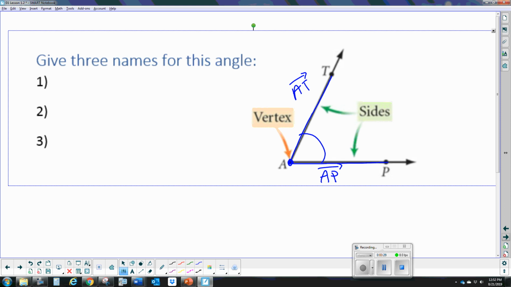So the first way we can name this angle is here is our angle sign. So we could say angle TAP. A is the vertex. The vertex is in the center of our name. Now the same angle, we could name angle PAT, where A is still in the center of our name because A is our vertex. And then the last way we can name this angle is angle A. We can use a single letter only when there is one specific angle at that vertex.